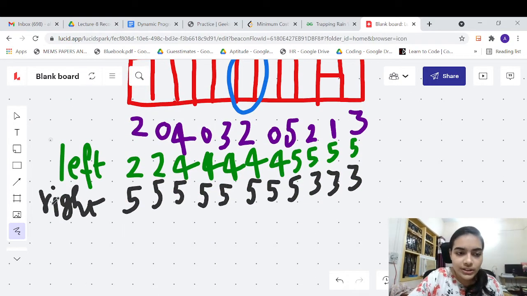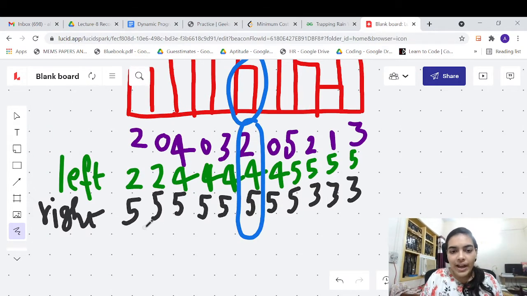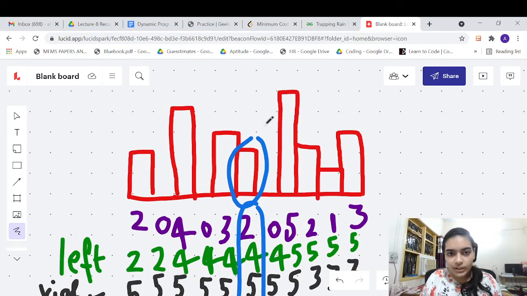So what will you do? Simply look in the left array, look in the right array. Look in the left and right array for this particular block. So what we are seeing, left array has a value of 4, right array has a value of 5.